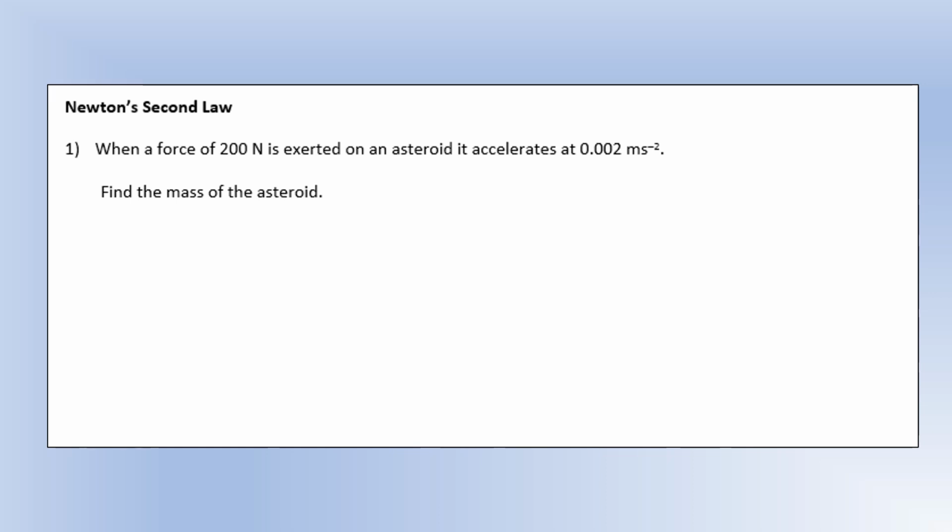Okay, so in this video we're going to review some dynamics and momentum style problems, but we're going to start off by looking at Newton's second law. So when a force of 200 newtons is exerted on an asteroid, it accelerates at 0.002 meters per second squared. Find the mass of the asteroid. Well, we can just use F equals ma, the simplified version of Newton's second law, rearrange to find mass, and then substitute the numbers in.